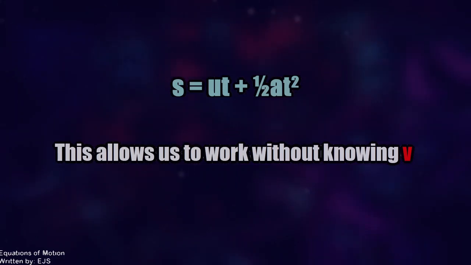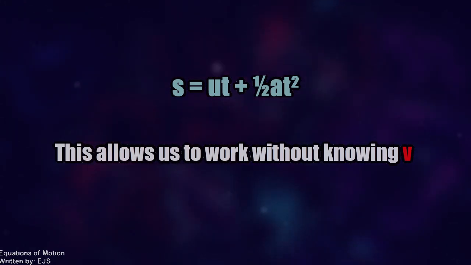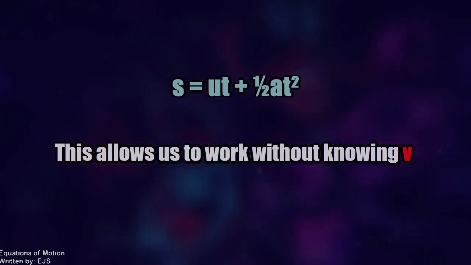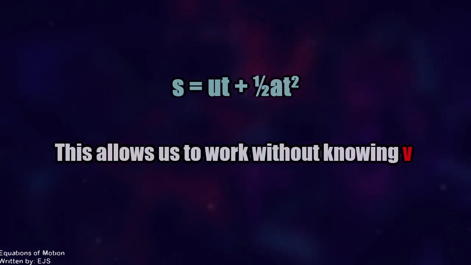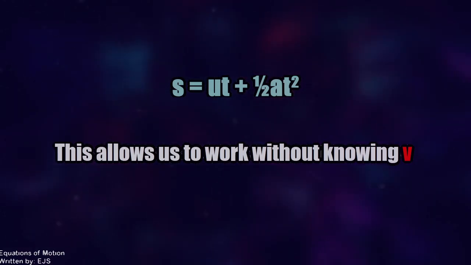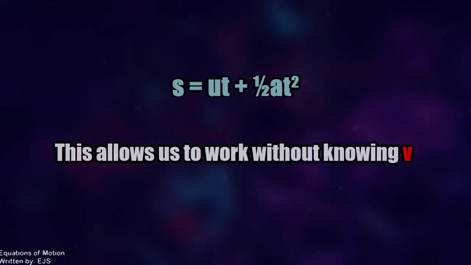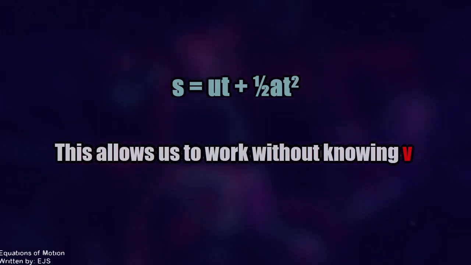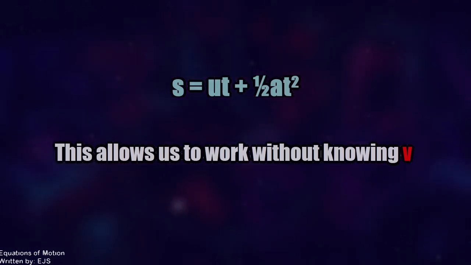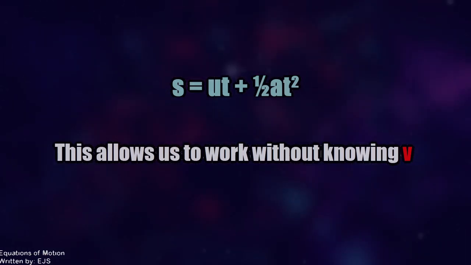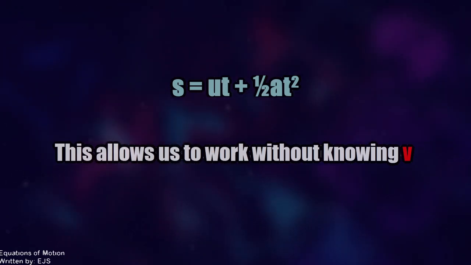s equals ut plus a half at squared. So again, the purpose of this one is where we don't know the final velocity v. So if we're trying to find s or u or the time or the acceleration, but we don't know the final velocity, then this would be the appropriate equation to use.